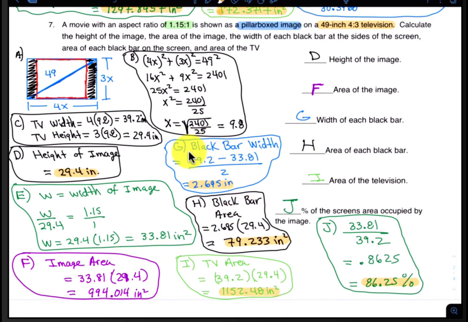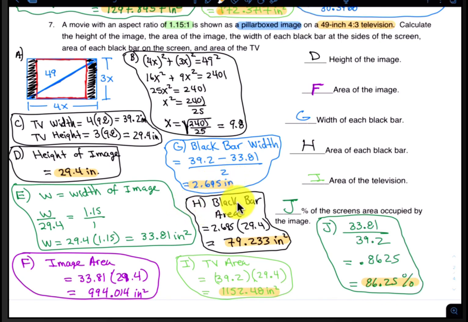Moving on to section G. We're going to find the width of the black bar. The width of the black bar is the width of the whole screen minus the width of the image, divided by 2. The whole screen is 39.2. The image is 33.81. We subtract those, divide by 2, and so the width of the black bar is 2.695 inches.